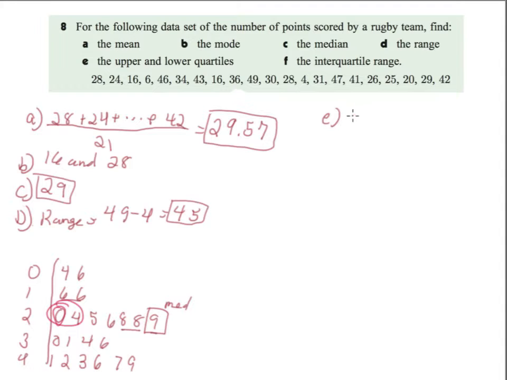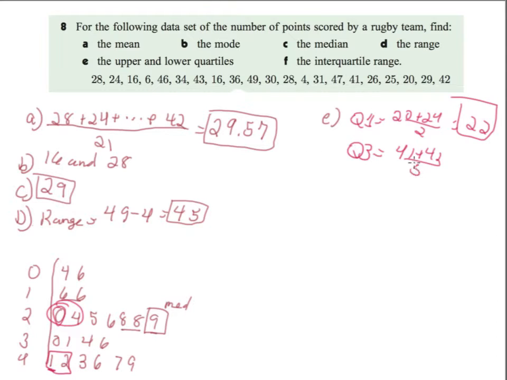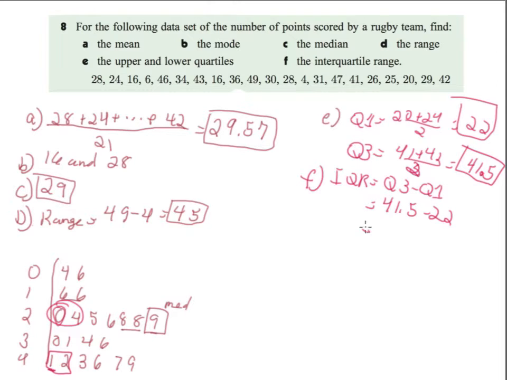The upper quartile is a fancy word for quartile 3, and the lower quartile is a fancy word for quartile 1. So I figured out my quartile 1 is 22. Quartile 3 is in between these two numbers, and so I can add those together, and I end up that quartile 3 is 41.5. So quartile 3 is the upper quartile, quartile 1 is lower. Find the interquartile range, well, that's quartile 3 minus quartile 1, so let's subtract these two numbers, and we get 19.5 is our interquartile range.